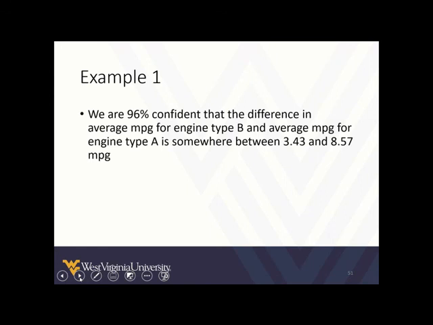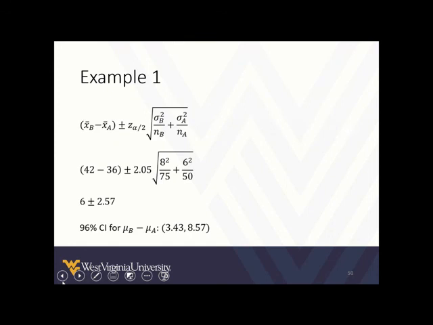And so this leads us to, of course, write our interpretation as always. We are 96% confident that the difference in the average miles per gallon for engine type B and the average miles per gallon for engine type A is somewhere between 3.43 and 8.57 miles per gallon. And if you had done type A minus type B, you would still get the same results. The only difference is if you had done A minus B, your confidence interval would have been negative 8.57 to negative 3.43.